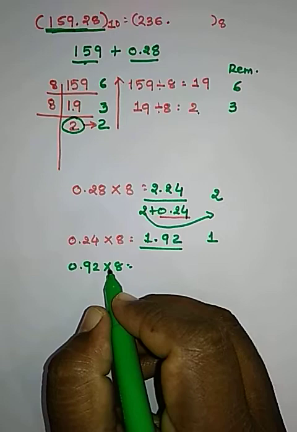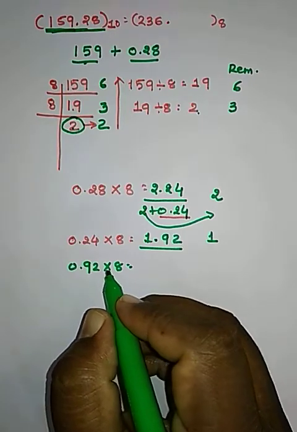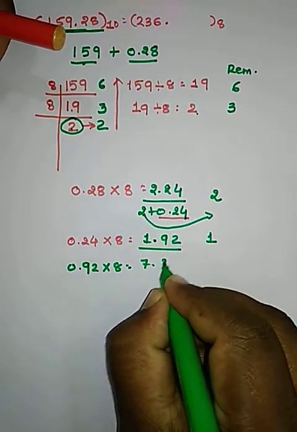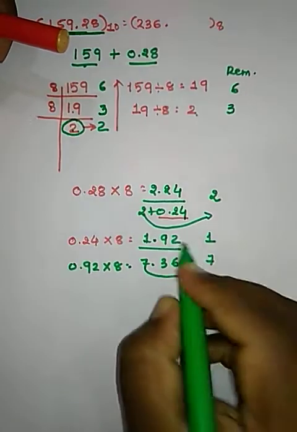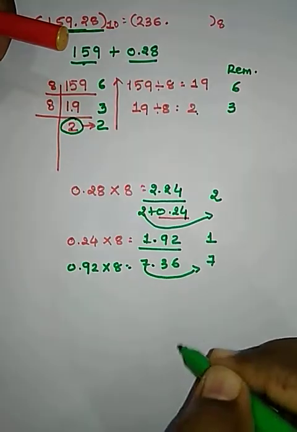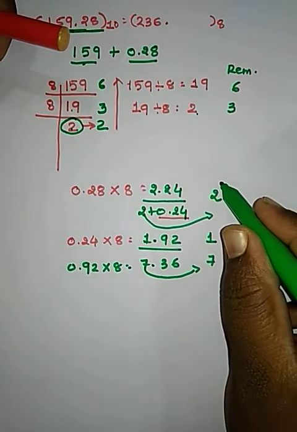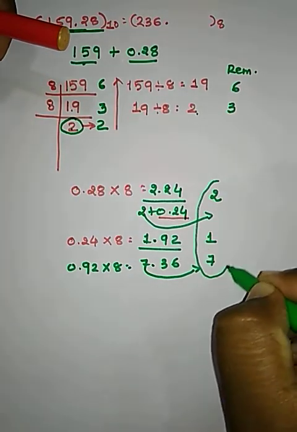0.92 multiplied by 8 is equal to 7.36. What is the before point? It's a 7. Take it out. This procedure continues, so we have to process this up to 2 or 3 steps.